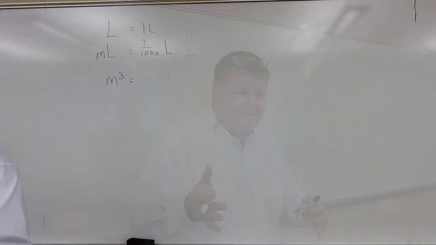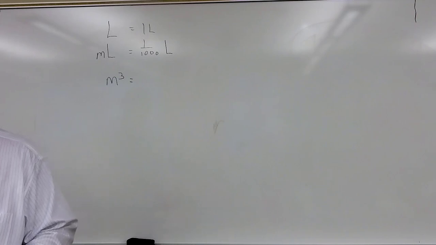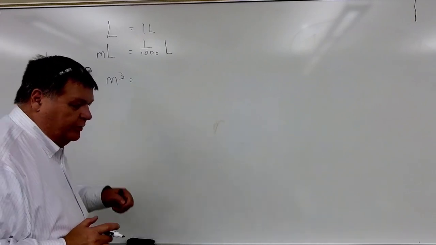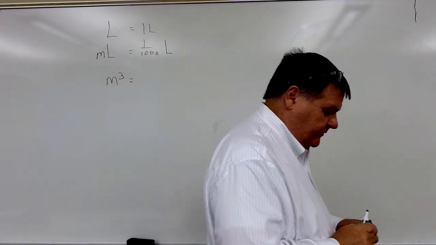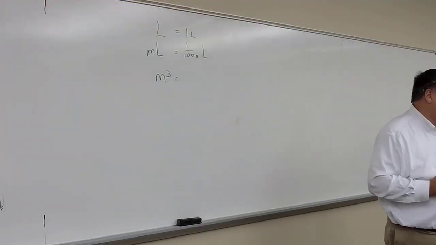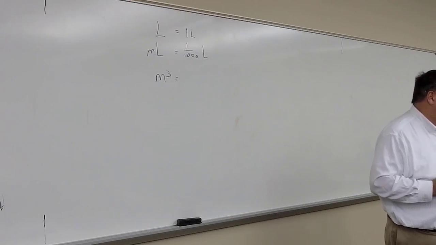So one is kind of a distance when you think about this. You've got three sides, three distances, 1 meter, 1 meter, and 1 meter make a volume. So you cube it and we get 1 cubic meter. But how many liters are in a cubic meter? This is like quarts in a cubic yard. It's essentially what you're talking about. How would we figure that out?